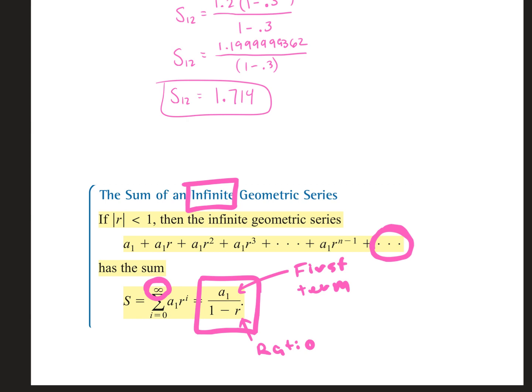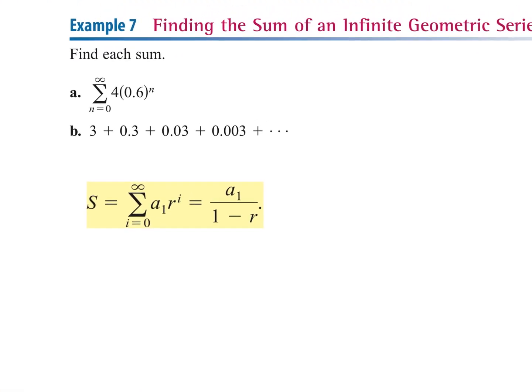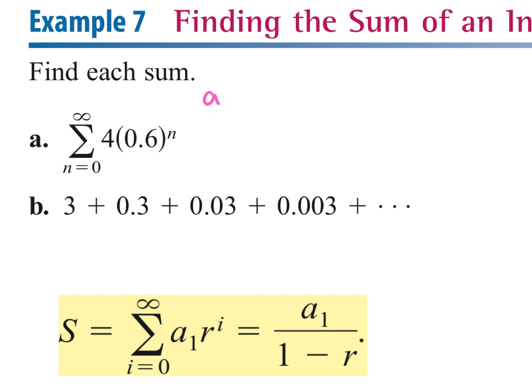So let's do an example. So for example A, I need to know what my a sub 1 is and r. How would I find a sub 1? What would I plug in to find a sub 1? Plug in 0. You plug in whatever the first number of n that it tells us. So we're going to plug in 0 into n. So I have 4 times 0.6 to the power of 0. What's 0.6 to the power of 0? 1. And 4 times 1 would just be 4.